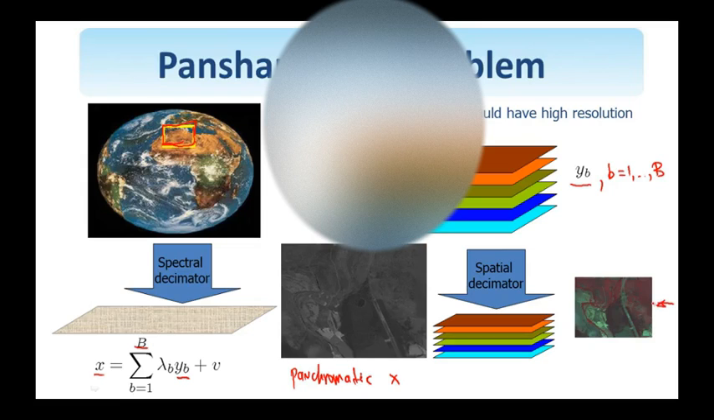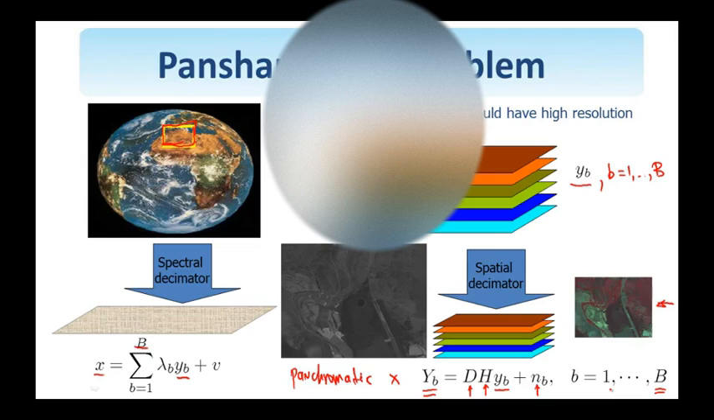color-coded low-resolution multispectral image, and the model of this decimation is shown here. So the high-res multispectral image B is blurred and then downsampled, noise is added, and this low-res multispectral image is produced. And again, we have capital B of those.